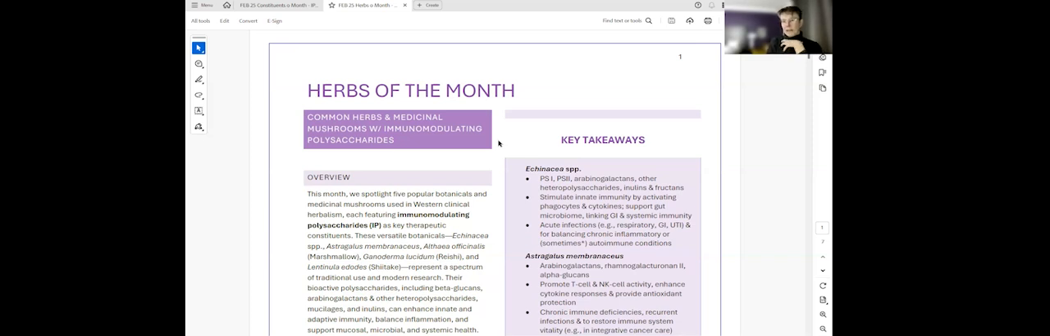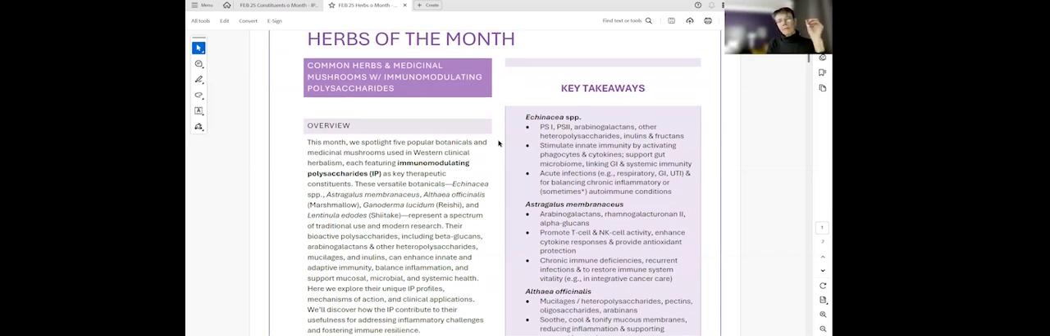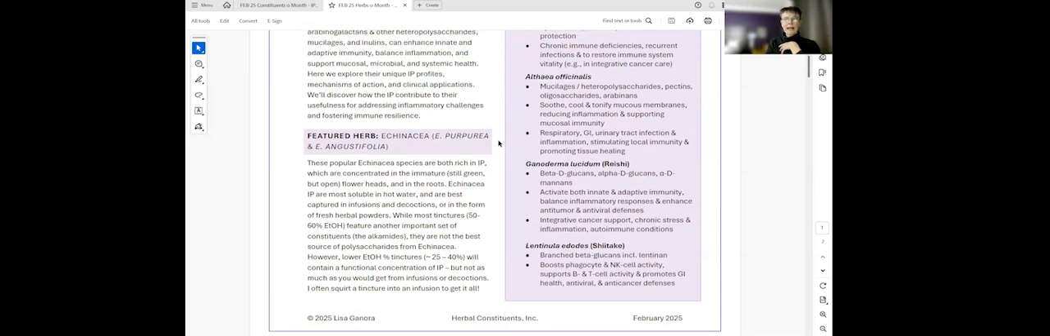And then here's what a typical herbs of the month would look like. So common herbs and medicinal mushrooms with immunomodulating polysaccharides. And as I mentioned earlier, we have a featured herb here, like the rock star, the diva, that we go into in quite a lot of detail. But we also have these short takeaways about the 5 different herbs. So we decided to go with Echinacea, astragalus, the famous astragalus, Althea officinalis, marshmallow, our favorite mucilaginous herb. And then here are your 2 medicinal mushrooms that we looked at in a bit of detail, your reishi and your shiitake, right?